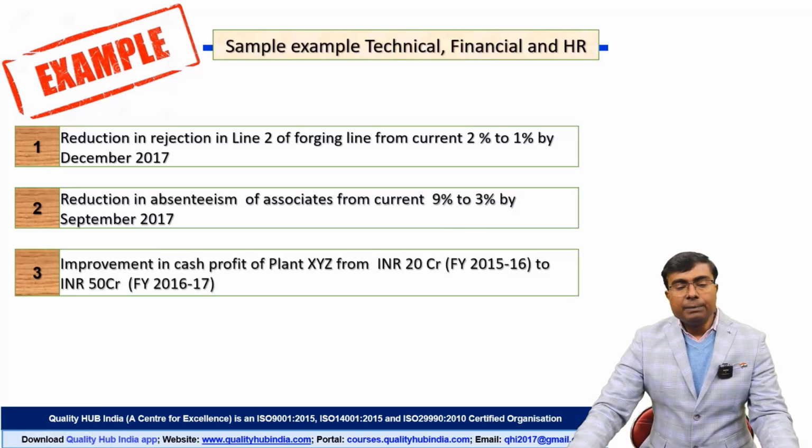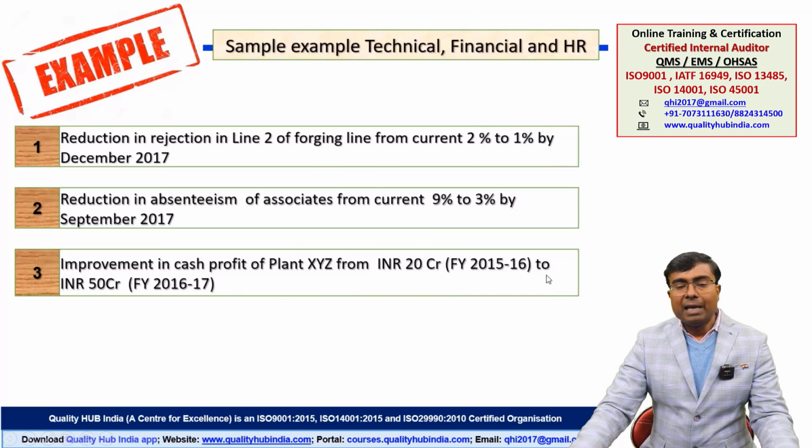The third example is improvement in cash profit of plant so and so from current 20 crore in financial year this to INR 50 crore. So you can see here the time bound is also there from this year to this year end. So we know that financial year goes from April till March. So the expectation is by end of March 2017, the plant needs to have a clear profitability of 50 crore in Indian rupees, and the specific area is also there.